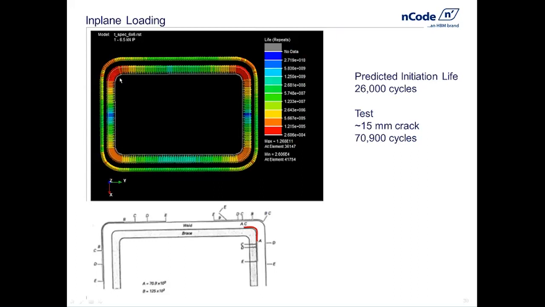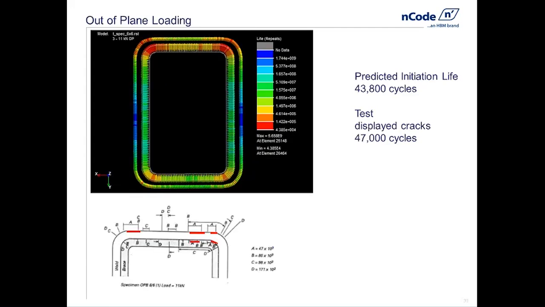The actual results for the in-plane loading out of the Weld Institute report: the first recorded crack was a 15-millimeter crack. And so you see, we predicted a life of 26,000. At 15 millimeters, the life is 70,000. But again, our prediction will be looking at the onset of a visible crack, probably a couple millimeters in length. So that may not be a bad prediction at all. This was in-plane loading; now out-of-plane loading. Similar set of results. The lower is looking at the weld profile. The red lines, again, are cracks that were observed initially here at 47,000 cycles. Our initiation prediction here is 43,000 cycles.